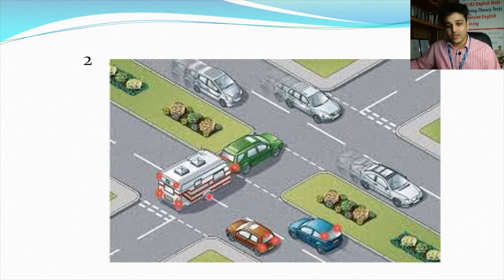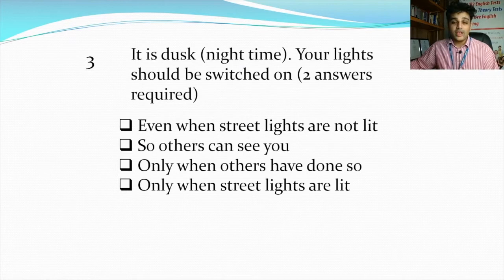It is dusk, nighttime. Your lights should be switched on. Two answers are required. I've put two answers in here because I can explain more, but in your real exam, there'll only be one answer. So don't worry, in the real test, there's only one. It is dusk. Dusk means nighttime. Your lights should be switched on, and there are two answers required. Your lights should be switched on even when street lights are not lit, so others can see you. Only when others have done so, only when street lights are lit.